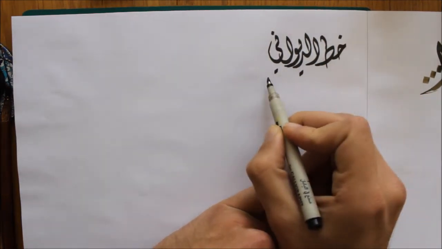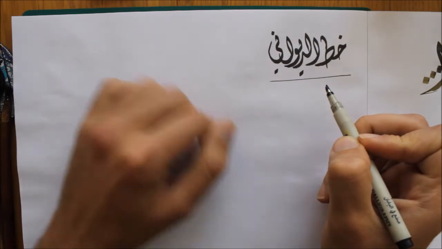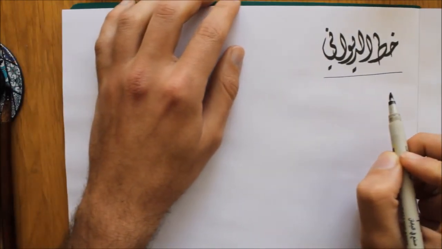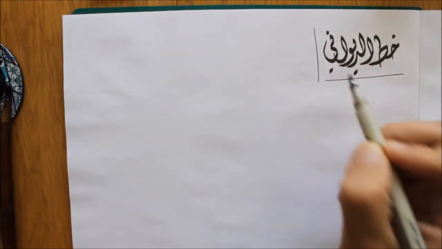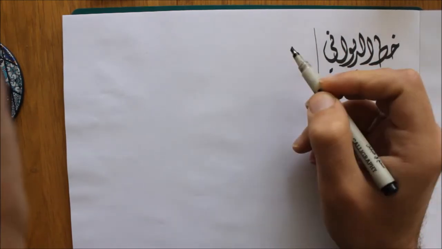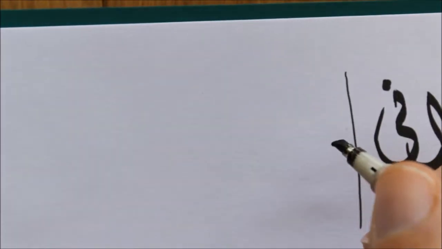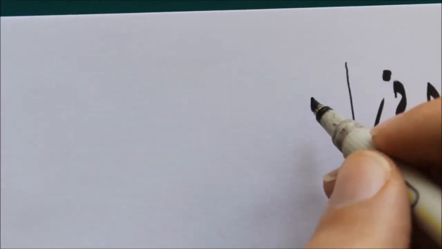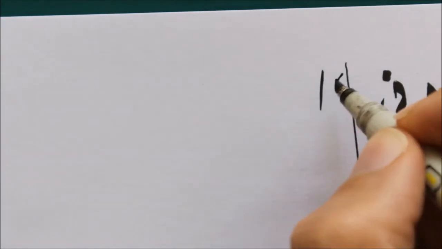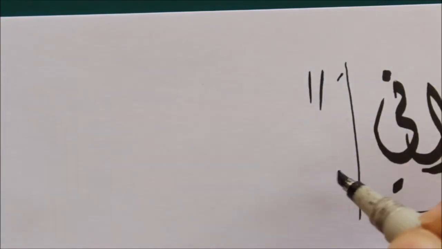So we are going to learn this script in this course. A few notes before we start it. We need to get our head around the angle that we are going to write this script with. It's different from the Ruqa and it comes like straight vertical. So when you hold the pen, you hold it vertically so that it would give you this angle when you write the line. In Ruqa it was this one, but in Diwani we are going to hold the pen vertically.